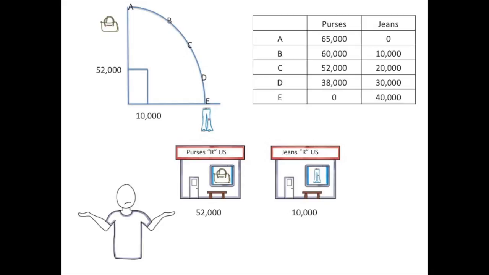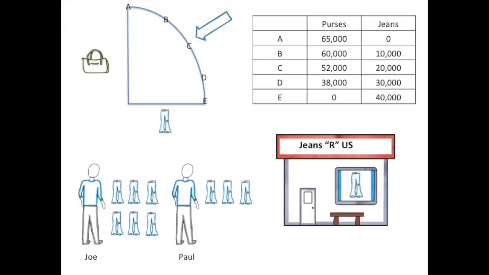What about the combination of 52,000 purses and 10,000 jeans? This point is possible, but indicates an inefficient use of society's resources and would not be recommended. Notice the slope of the production possibility curve.